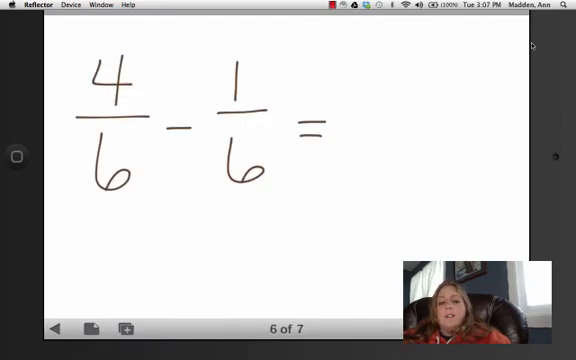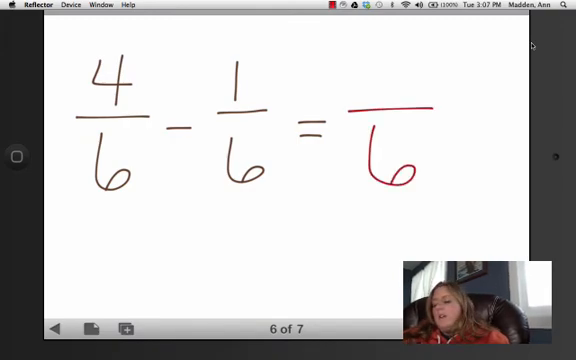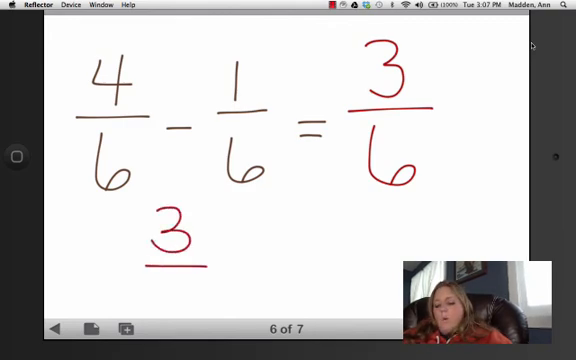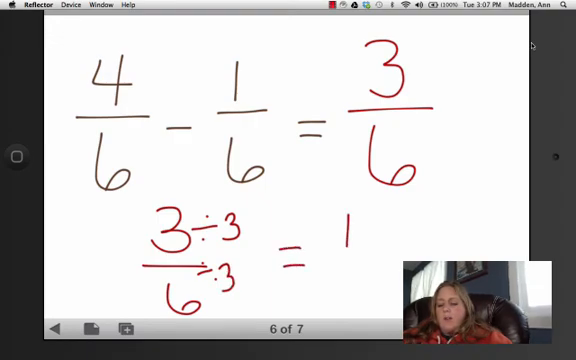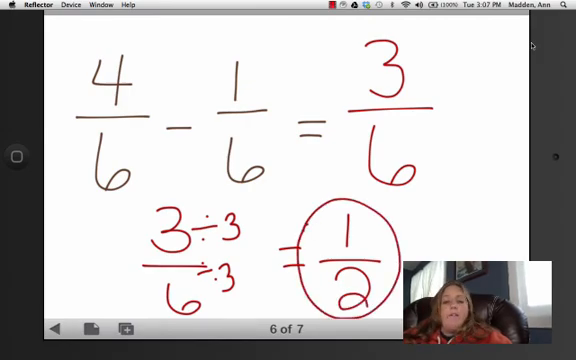4/6 minus 1/6. My denominator is going to stay 6. 4 minus 1 is 3. Not simplest form. What can I divide 3 and 6 both by? If you said 3, you were correct. 3 divided by 3 is 1. 6 divided by 3 is 2. 4/6 minus 1/6 is 1/2.